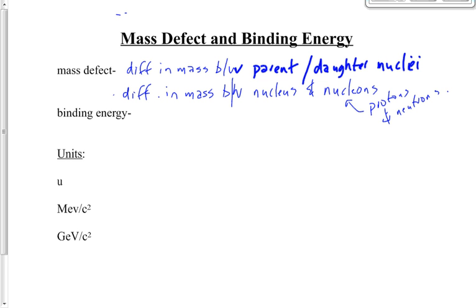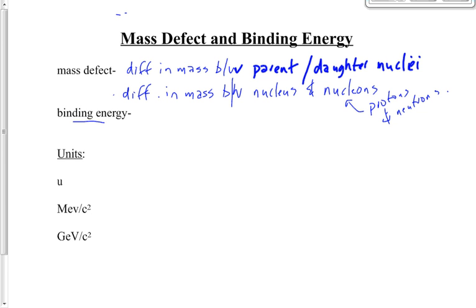If we take the mass of what makes up the nucleus, it weighs different than the mass of the nucleus itself. The difference in mass between the nucleus and the nucleons, the protons and neutrons, is called the mass defect. And that's what causes the difference in mass between the parent and the daughter nuclei. Now, why does that matter? What does it lead to? It leads to this, the binding energy.